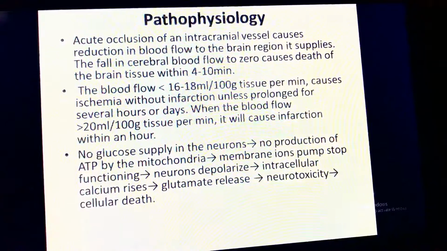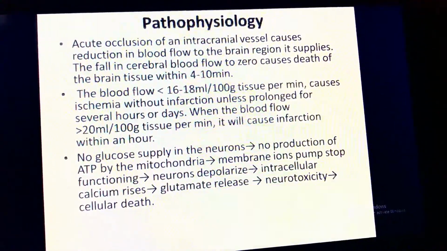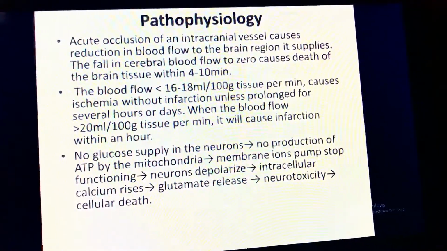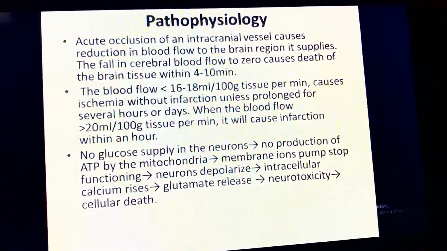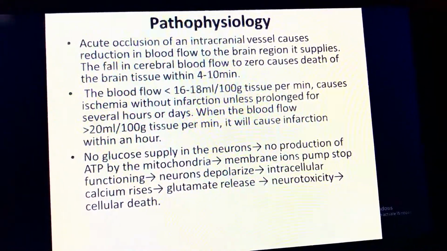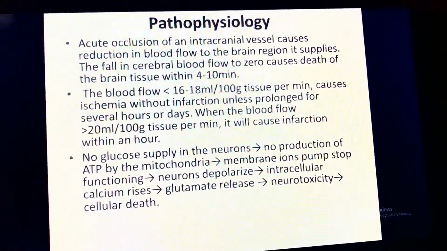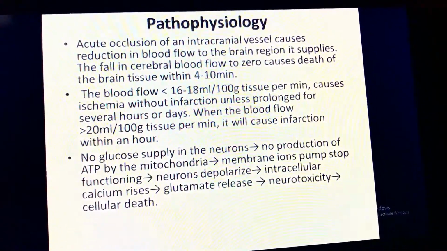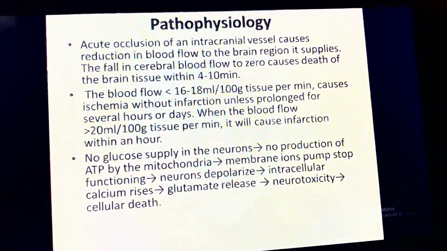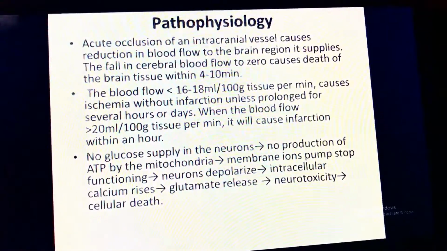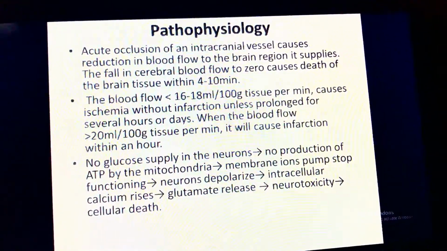When the blood flow is superior to 20 ml per 100 gram tissue per minute, it will cause infarction within an hour. No glucose supplying the neuron, no production of ATP by the mitochondria, membrane ion pumps stop functioning, neurons depolarize, intracellular calcium rises, glutamate releases, neurotoxicity, and cellular death.